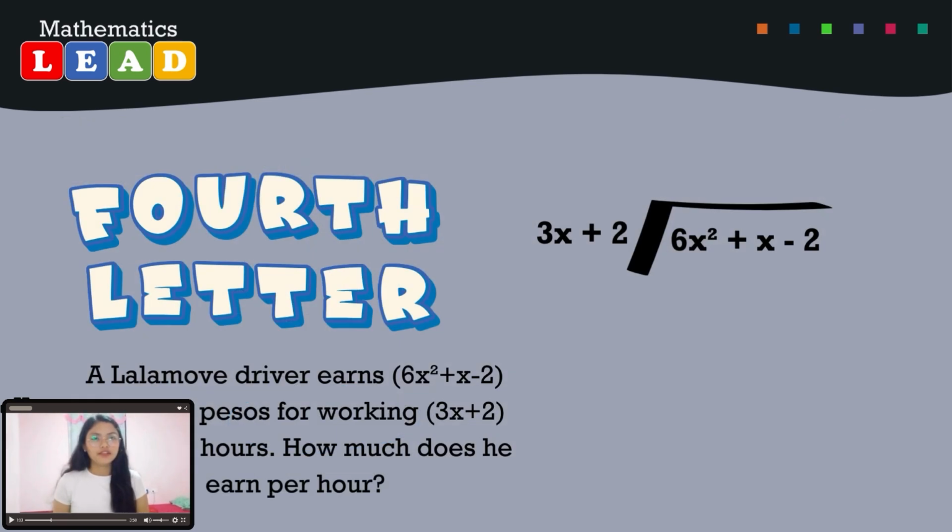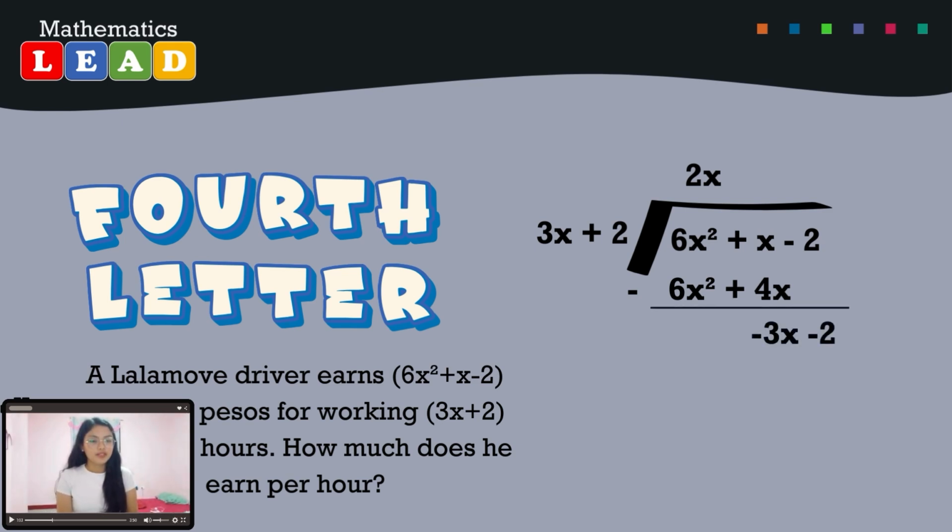For our fourth letter, we have a Lalamove driver earns 6x squared plus x minus 2 pesos for working 3x plus 2 hours. How much does he earn per hour? We will divide first the leading term, which is 6x squared, by 3x, and we will have 2x. Multiply 3x plus 2 by 2x, we will have 6x squared plus 4x.